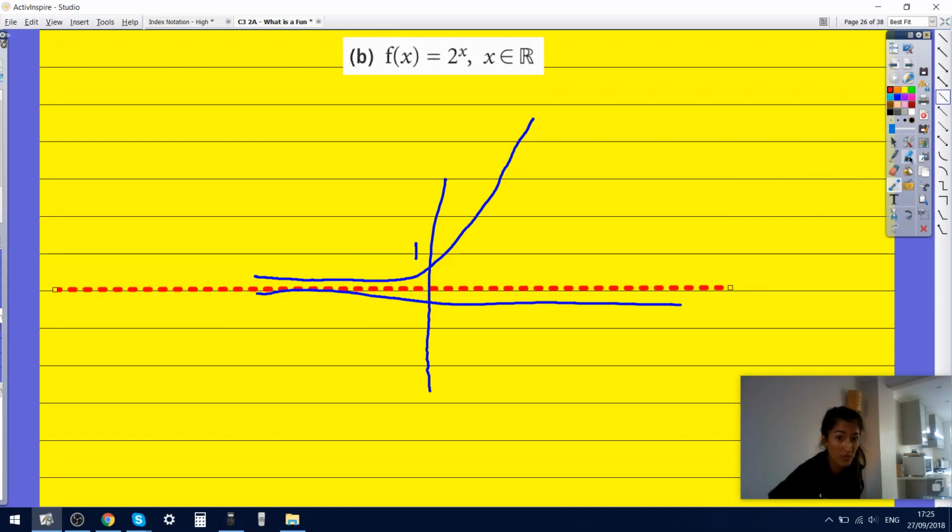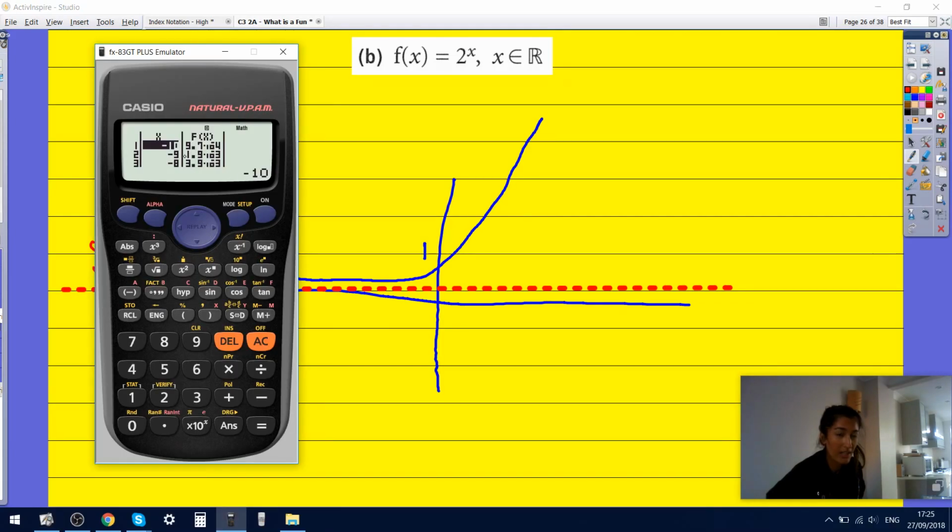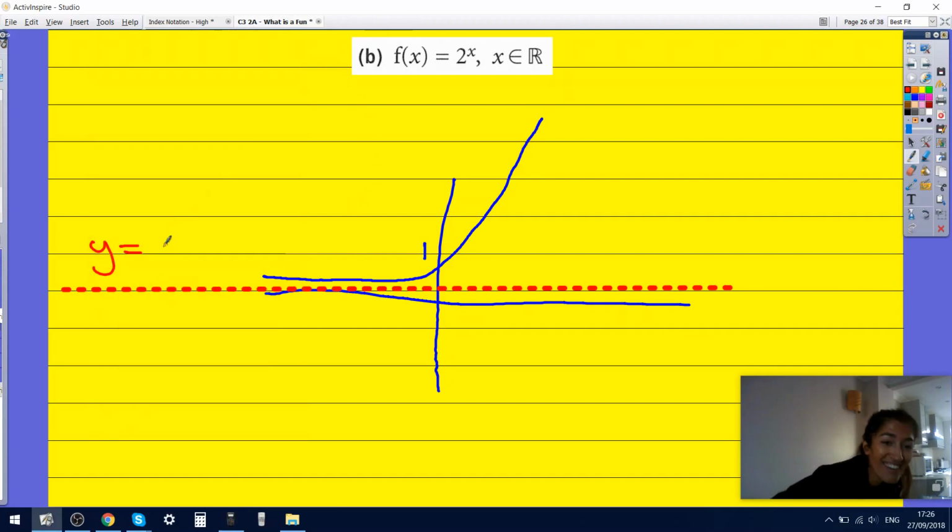Y equals 1. Looks like it went under 1. Under 1. So in my table, so the more negative it gets, what does it get closer to? 0. Yes, so it's y equals 0. Yeah, so the equation of the asymptote is y equals 0, basically the x-axis. Any questions about that?